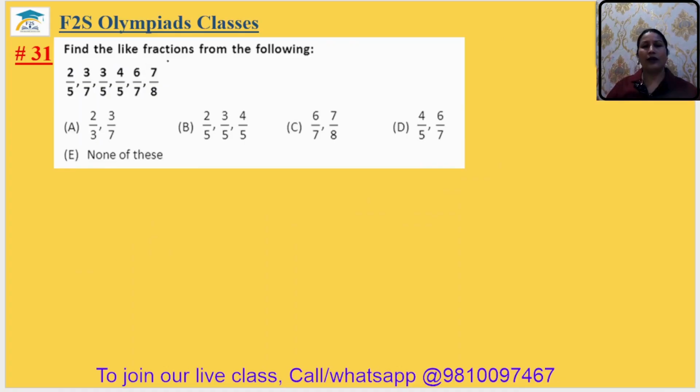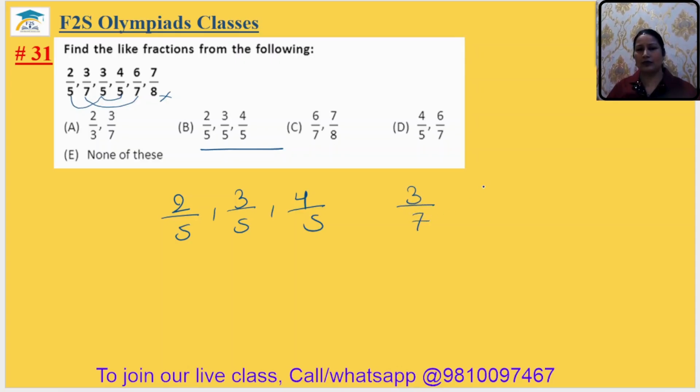Question number 31. Find the like fraction from the following. Like fraction means whose denominators are same. So these 2 will be like fractions, and it will be like with this one also. But this will not be the like fraction. So we can write 2 by 5, 3 by 5, 4 by 5. It is in option B. And we can write 3 by 7 and 6 by 7, it is not written anywhere. So we will go with option B. 31st answer is option B.